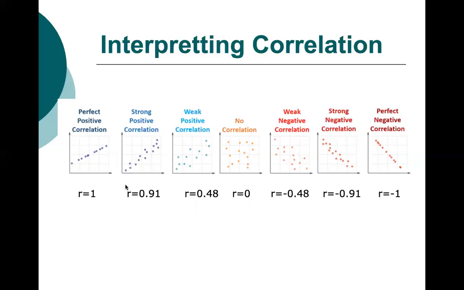R would equal 0.91. This one is a weak positive correlation. Again, the R is below that 0.5 level and it's at 0.48. Here in the middle, a blob, and I get R equals 0. Weak negative correlation, R equals negative 0.48. And that's a weak negative. The strong negative, again, the other direction, negative slope, is negative 0.91. And then a perfect line with the negative slope is R equals negative 1.